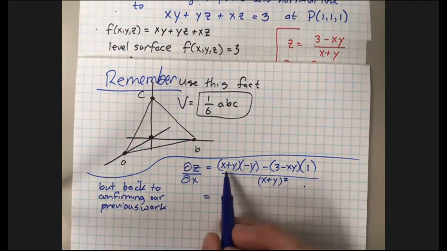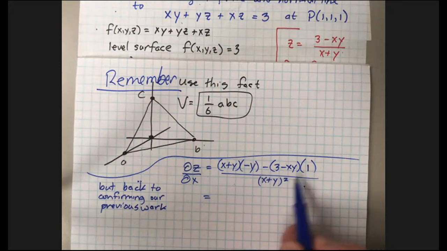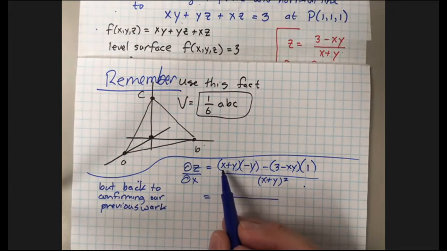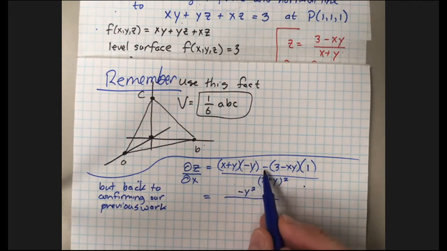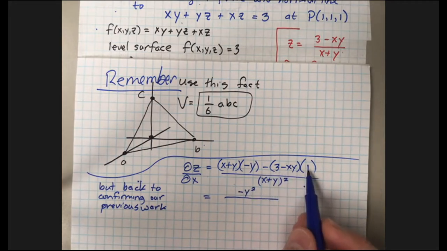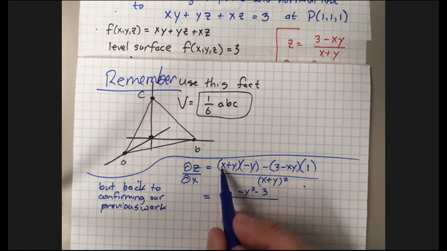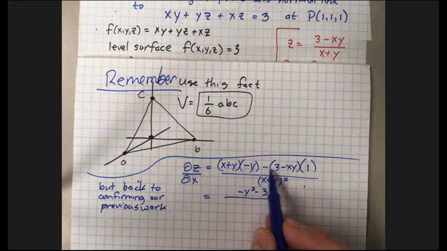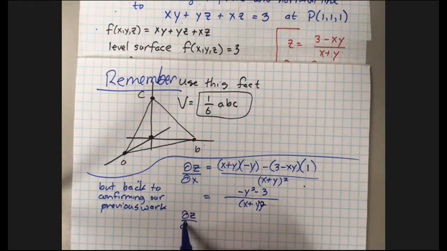Sometimes it's not worth simplifying it, but notice you have a minus xy and a plus xy. So if you sat down and simplified the top, what you really have is a minus y squared minus 3 times 1, so minus 3, and then x times minus y and plus xy are canceled out. So there's that derivative, partial z, partial y.